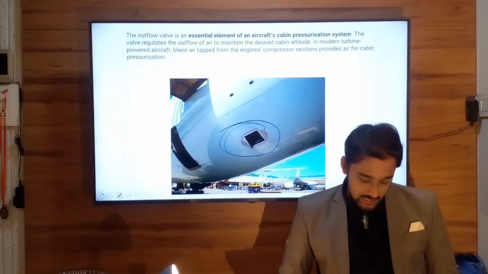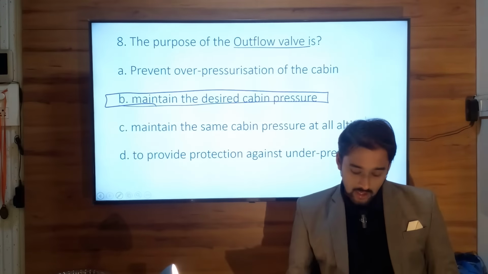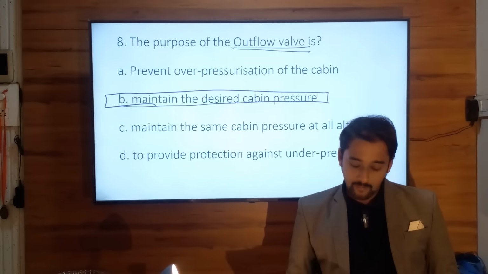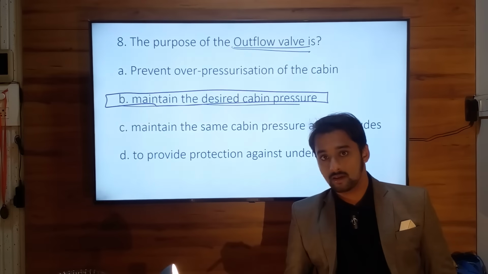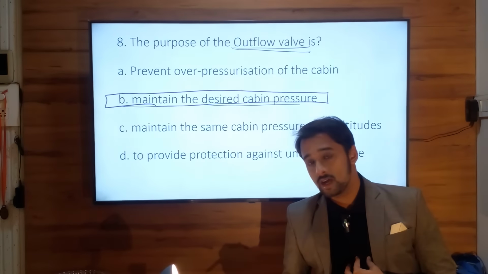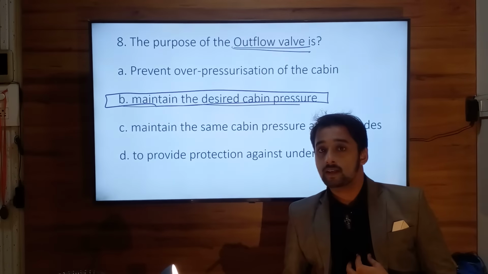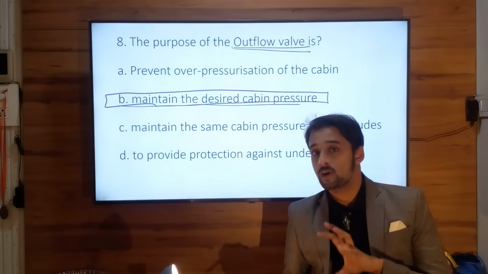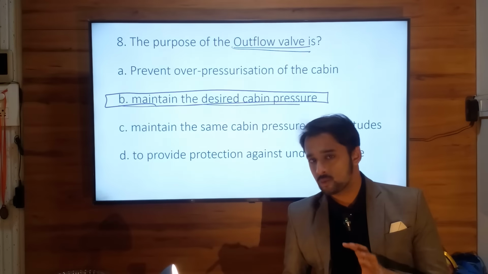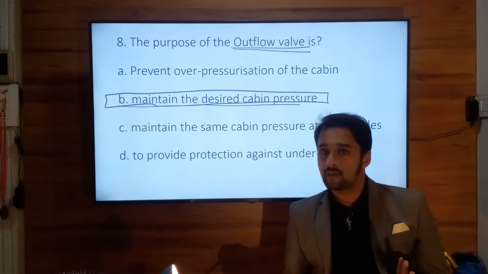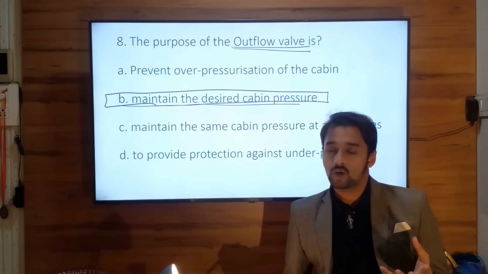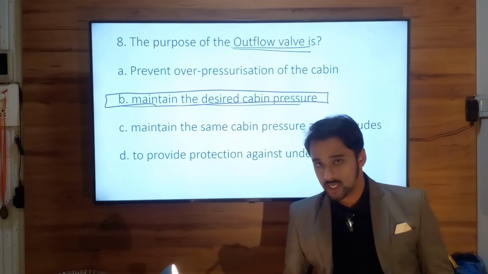So this is the basic thing about your outflow valve. So outflow valves maintain the desired cabin pressure, the cabin pressure that we want. If we want more cabin pressure, outflow valves will prevent cabin air from going outside. If we want less cabin pressure inside, so majority of cabin air will be sent outside.